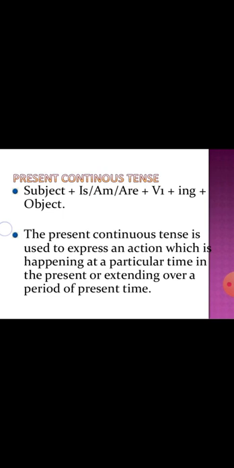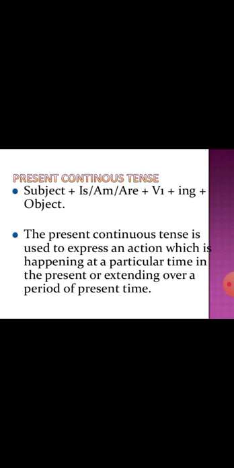If the subject is singular, we use is. If the subject is plural, we use are. And if the subject is I, it is the exception here. We use am with I. I hope it is clear to everyone. So, present continuous states an action which is performed at the time of speaking, which is actually happening right now. Got it?